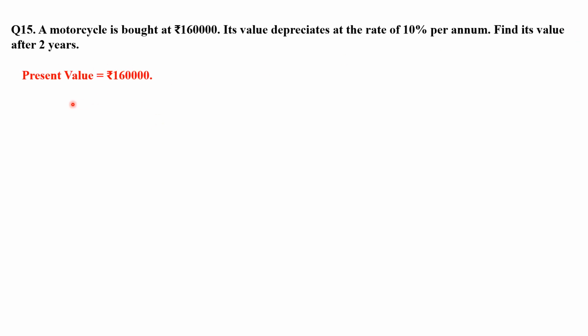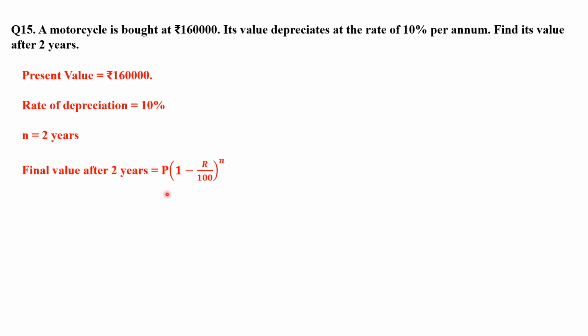So from here I can write present value is 1,60,000. Rate of depreciation is 10%. Time is given as 2 years. So the final value after 2 years will be P into 1 minus R by 100 whole N. Why is it minus? Because it is depreciating. Okay, so whenever it is decreasing or depreciating, you have to use this formula. It will be P into 1 minus R by 100 whole N.